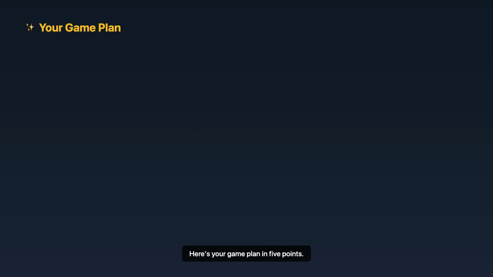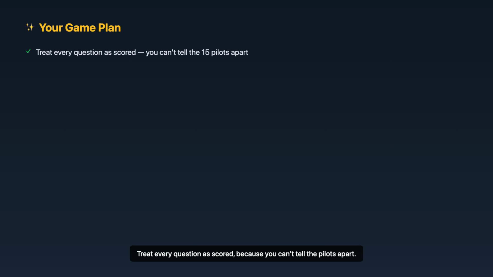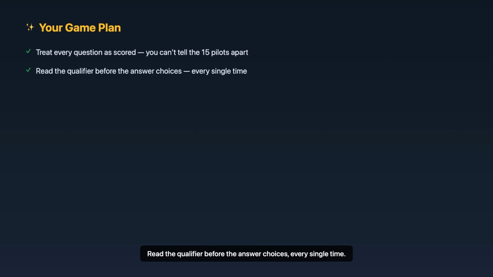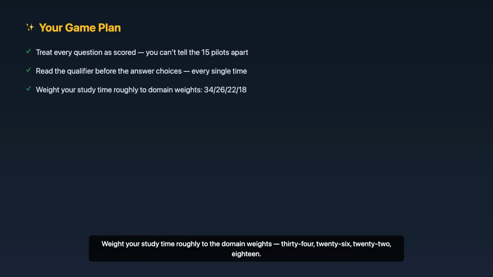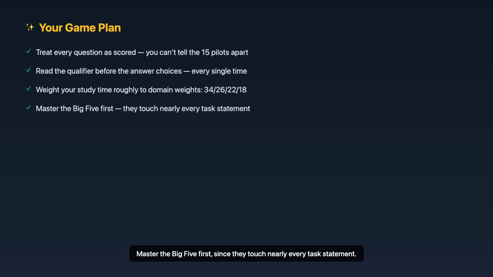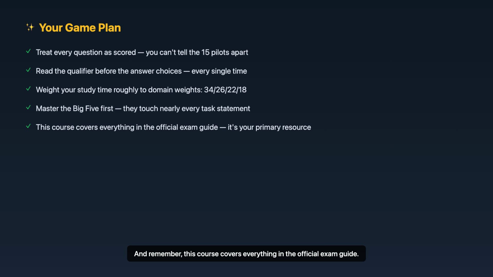Here's your game plan in 5 points. Treat every question as scored because you can't tell the pilots apart. Read the qualifier before the answer choices every single time. Weight your study time roughly to the domain weights, 34, 26, 22, 18. Master the big 5 first since they touch nearly every task statement. And remember, this course covers everything in the official exam guide.